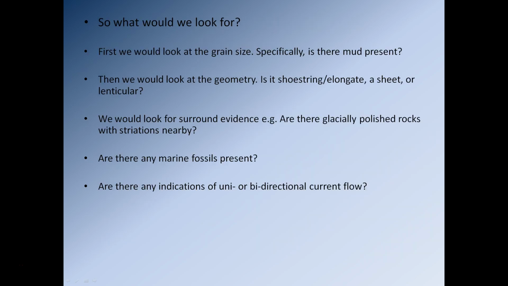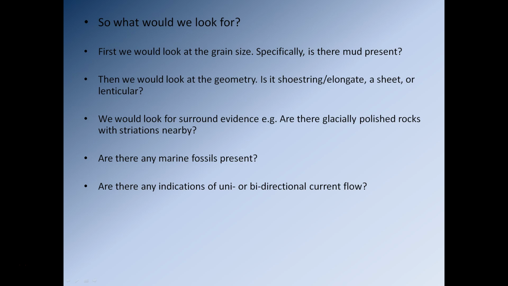So what would we look for? Well, first we would look at the grain size. Specifically, is there any mud present? Well, mud is only deposited in very, very low energy environments. So if there's mud present, that gives us some idea about how energetic the system was. So then if we can, we would look at the geometry of the layer. What does it look like in 3 dimensions? Does it produce one of these shoestring bodies like a piece of spaghetti? Does it produce a sheet-like morphology like a thin, very laterally extensive layer? Or does it produce a lenticular body, the kind of thing we might get, for instance, in a point bar in a meander?